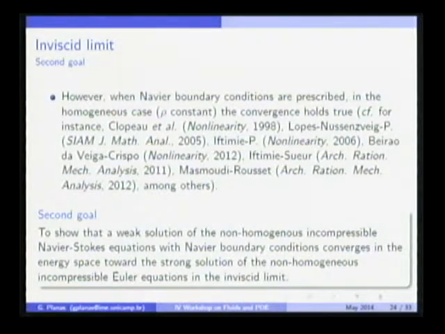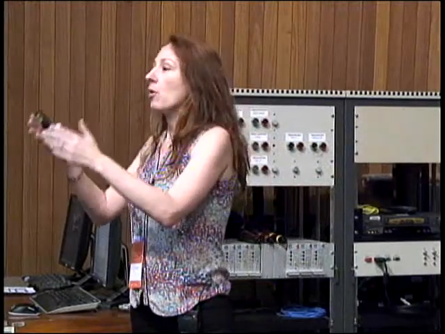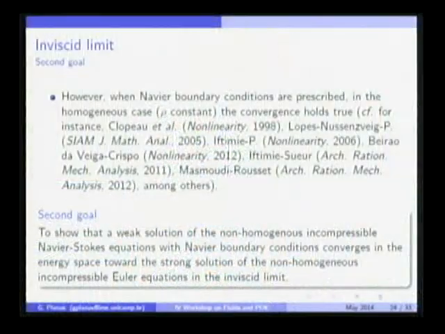There are many works about this subject; these are only one of them. So our idea is to do something similar, or extend this result to our problem, the non-homogeneous incompressible Navier-Stokes problem, and prove the convergence of this solution to the solution of the non-homogeneous Euler equation. So it is the second goal, to prove this convergence.